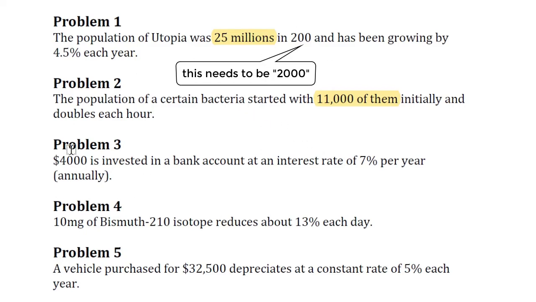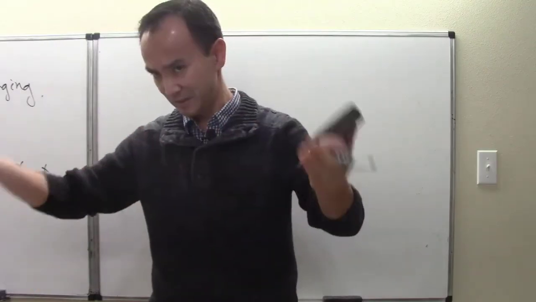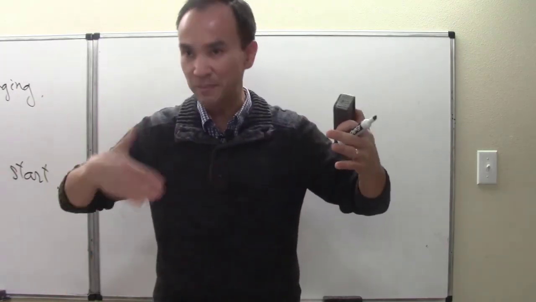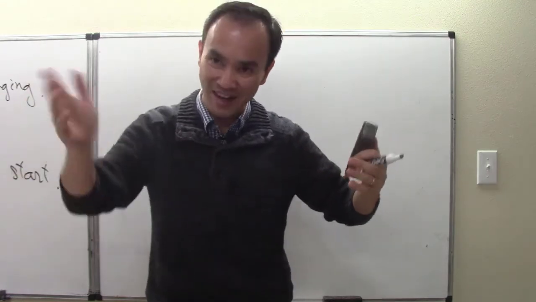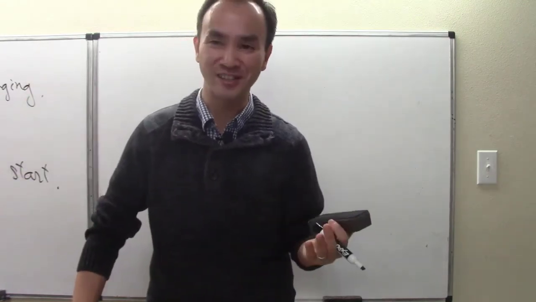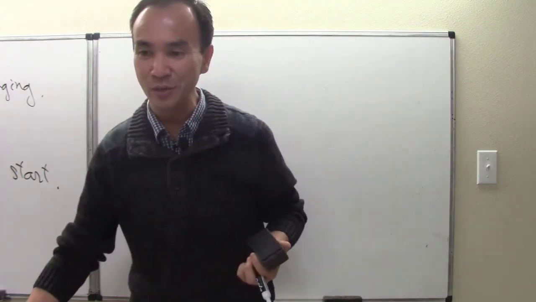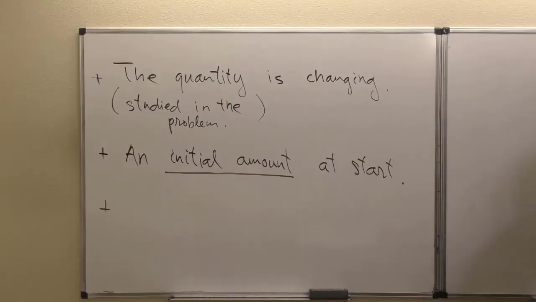And so with this banking problem, this investment problem right here, 4,000 is invested in a bank account at an interest rate of 7% per year. This is that initial amount, because we're initially starting out with 4,000, and then once we have invested that into a bank, it's going to grow on its own depending on the formula that the bank is offering us. And so once again, my point here, and needless to keep going through the rest of them, you will see it all in there.